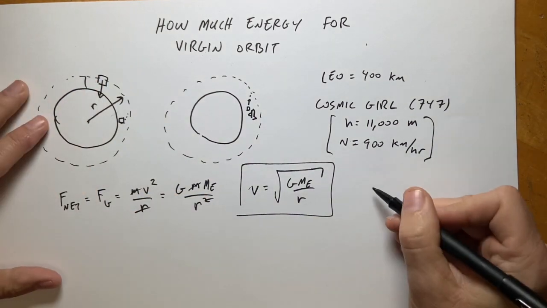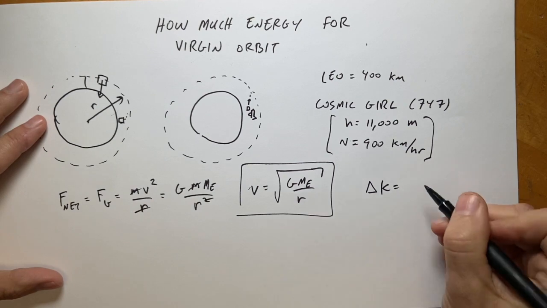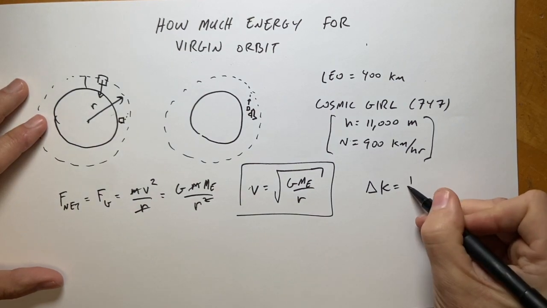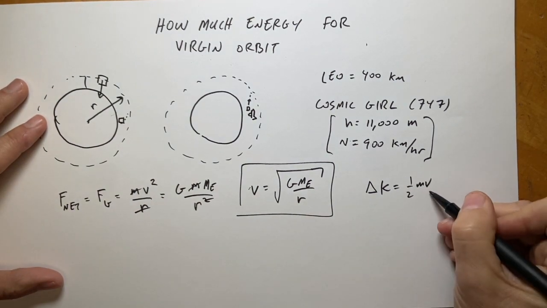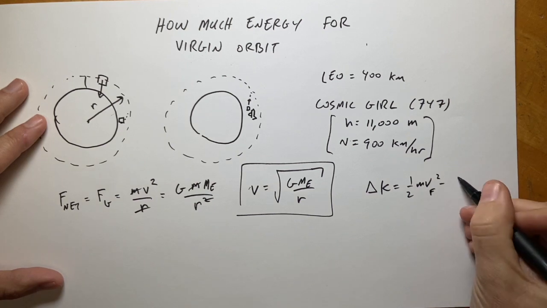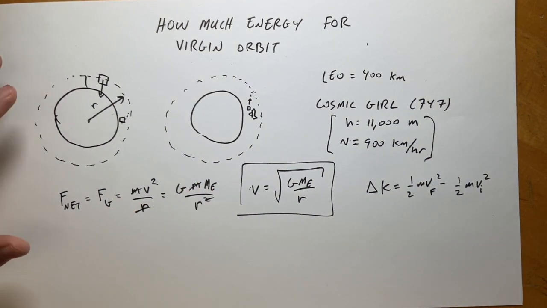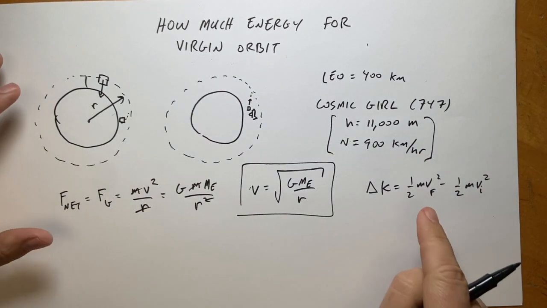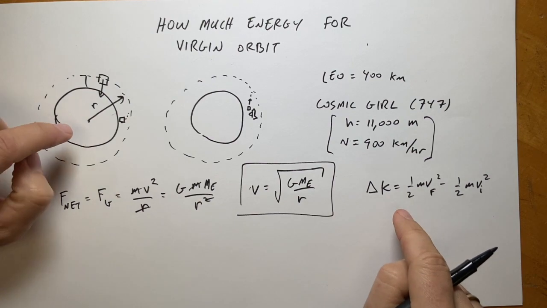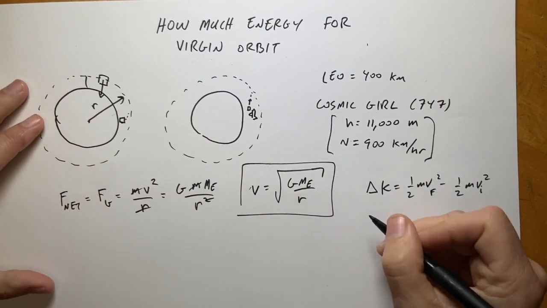That means a change in kinetic energy, where kinetic energy is going to be 1/2 mv final squared minus 1/2 mv initial squared. Because there's two kinds of energy here. I need to deal with kinetic energy, and I need to deal with gravitational potential energy. So that's my change in kinetic energy. What about my change in gravitational potential energy?